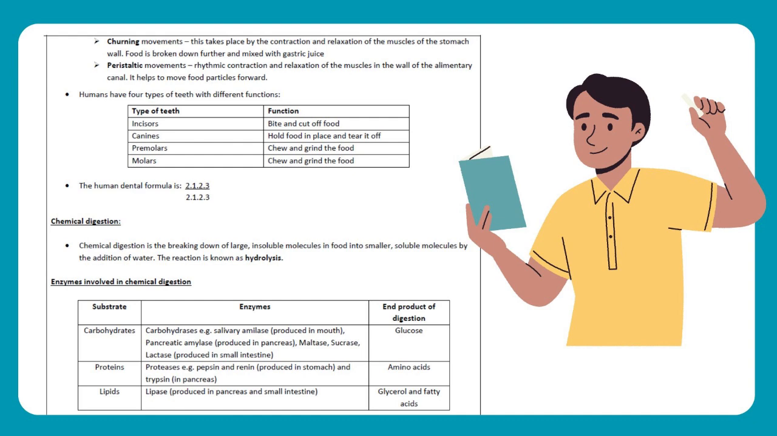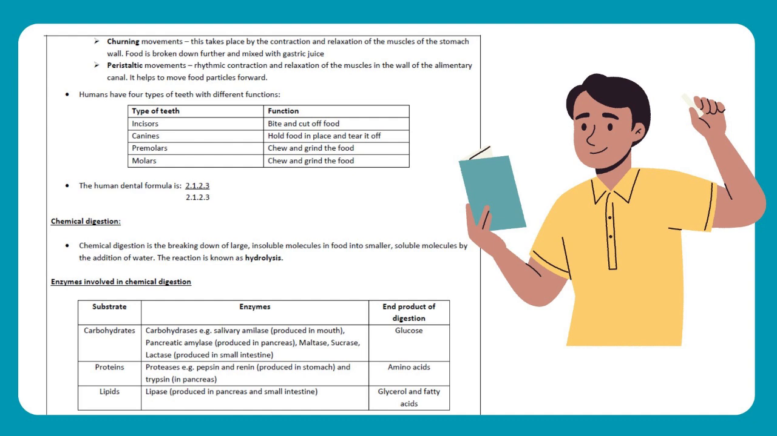Churning movements. This takes place by the contraction and relaxation of the muscles of the stomach wall. Food is broken down further and mixed with gastric juice. Peristaltic movements. Rhythmic contraction and relaxation of the muscles in the wall of the alimentary canal. It helps to move food particles forward.